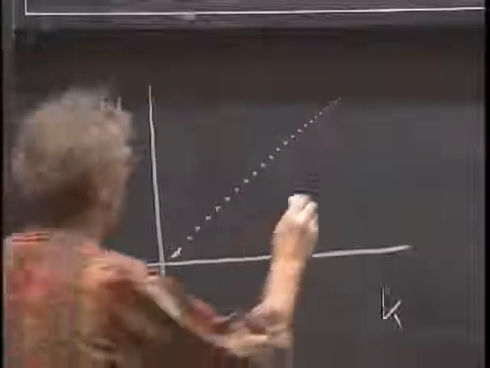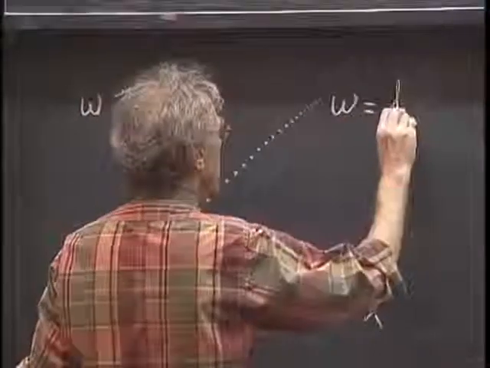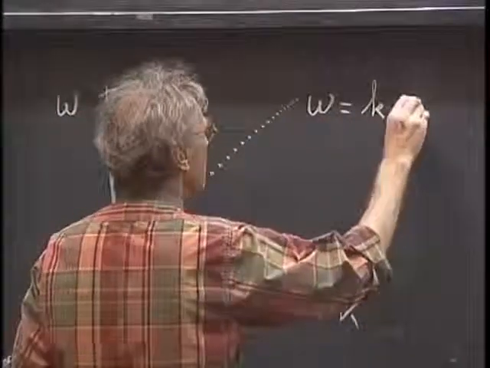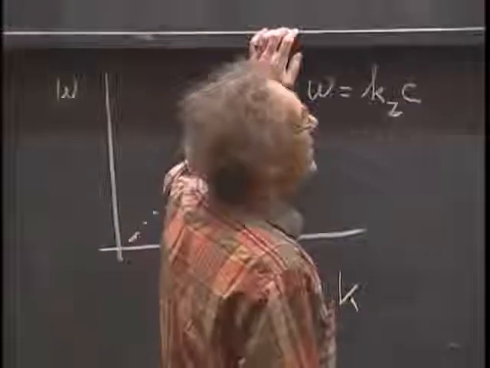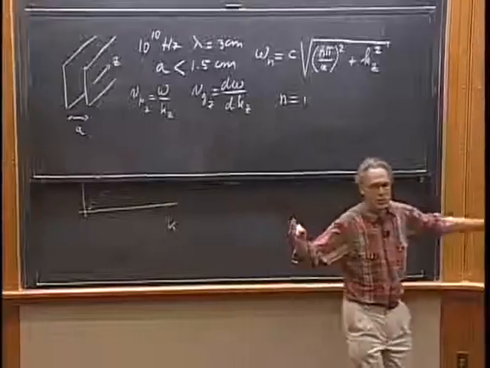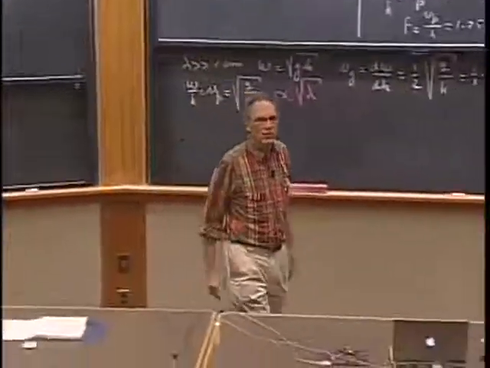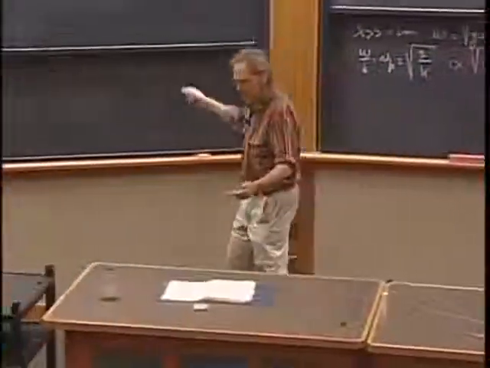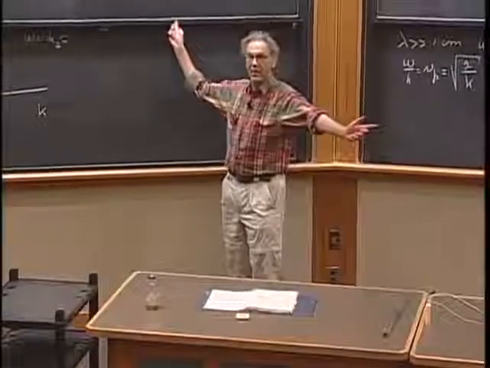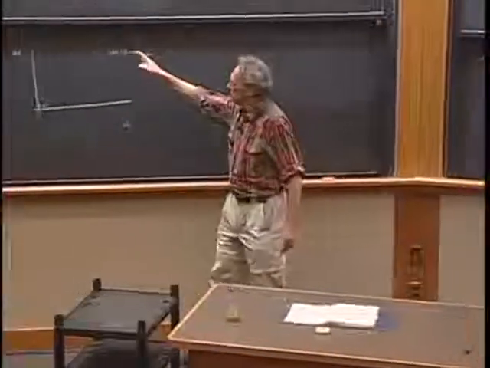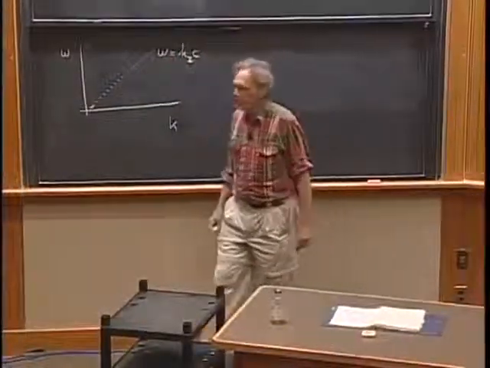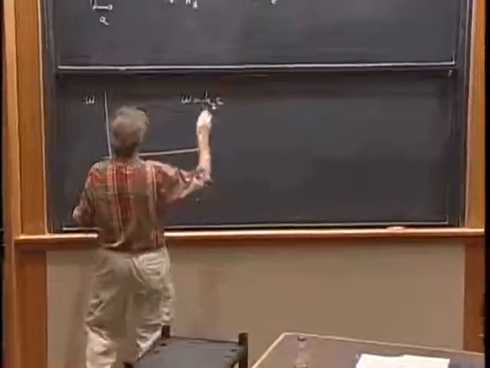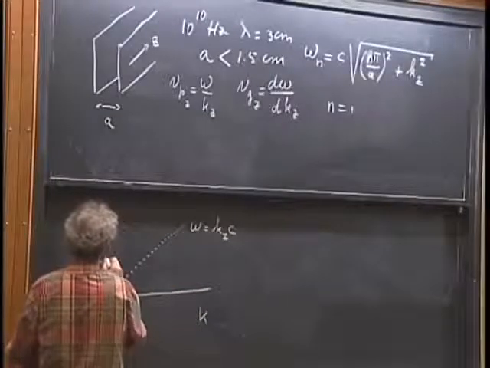I can write here omega equals kz times c. That is the case when k is huge, very short wavelength, way shorter than the dimension of the pipe. Then that system acts like a non-dispersive medium. You're somewhere here. But if you go to low frequencies, this is the curve.